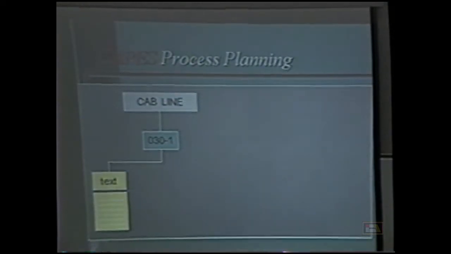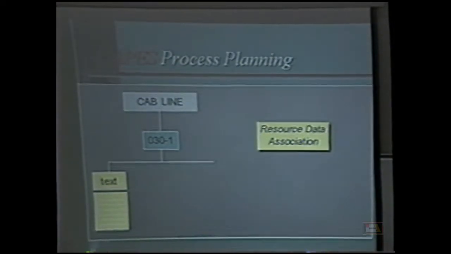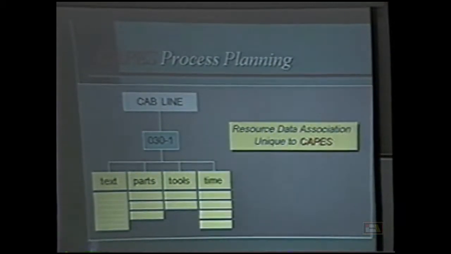Within the process planning of CAPES, we have the cab line and an operation, and traditionally we attach some text in the form of a method description. This is the work you're to perform. But what CAPES does for us is it begins to associate the resource data it takes to perform that work. You can associate the parts it takes to perform that work, the tools it takes to perform that work, and the time it takes to perform that work, which is a unique feature of CAPES. We don't have any tool in CAPES today that gathers all this data into one database and allows you to manipulate and manage it. But that's not where the story stops.